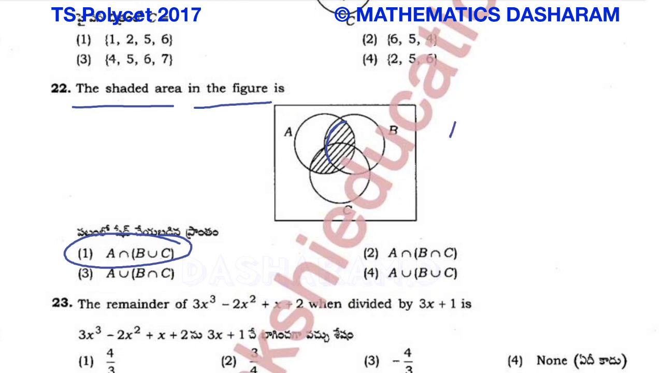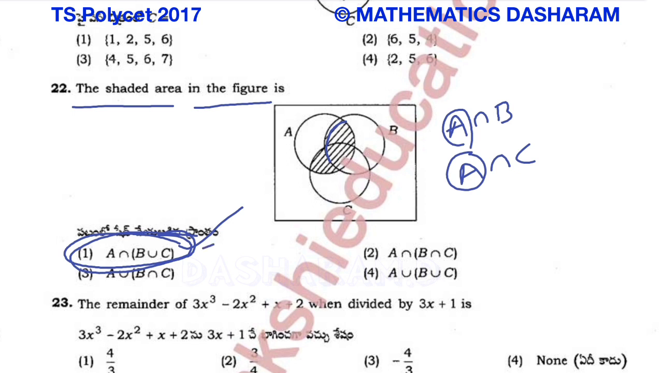So actually here A intersection B is the first shaded portion and A intersection C is the second shaded portion. In this, A is common, that is why A intersection B union C is the correct answer for the shaded region, because it equals A intersection B union A intersection C. Union means together. So both shaded regions together we will get the required diagram.